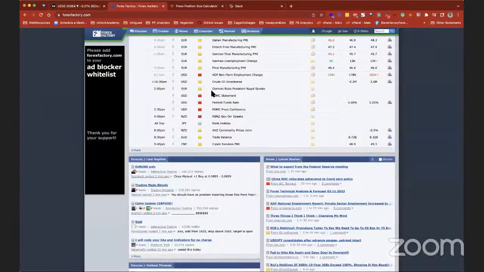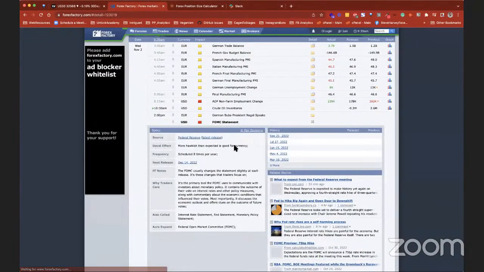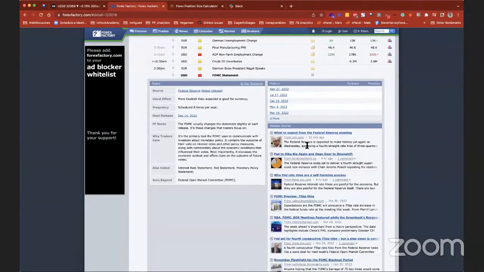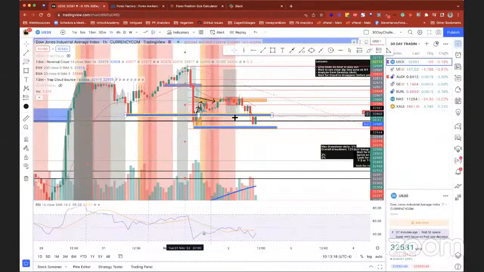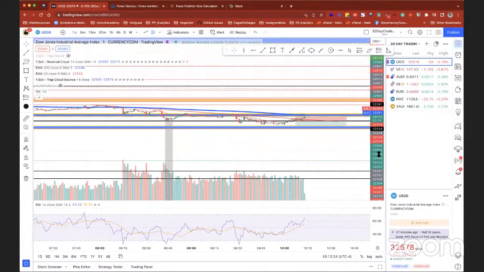We got this big news coming out. It's NFP week, and also, of course, the Federal Open Market Committee going to be today at 2 o'clock. Look, it says the Federal Reserve is expected to make history yet again on Wednesday, approving a fourth straight rate hike. So, yeah, people probably waiting just to get a little bit closer to see how that kind of goes. Let's just play it by ear. We'll probably see a lot of volatility in the market. So I definitely don't feel like being in a heavy consolidated trade right now until the news comes out.